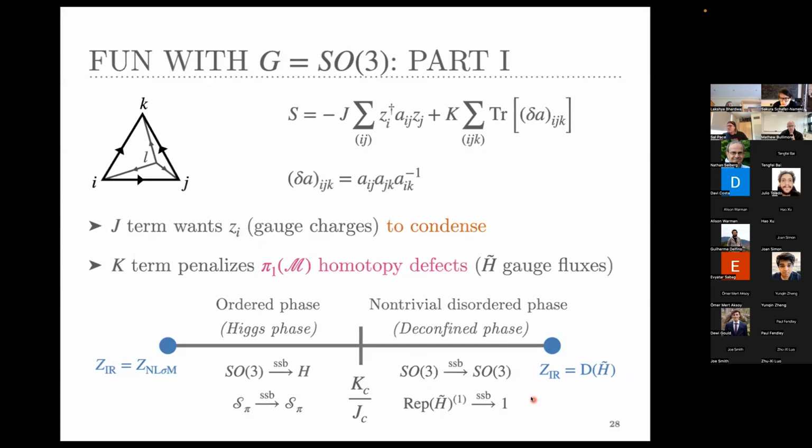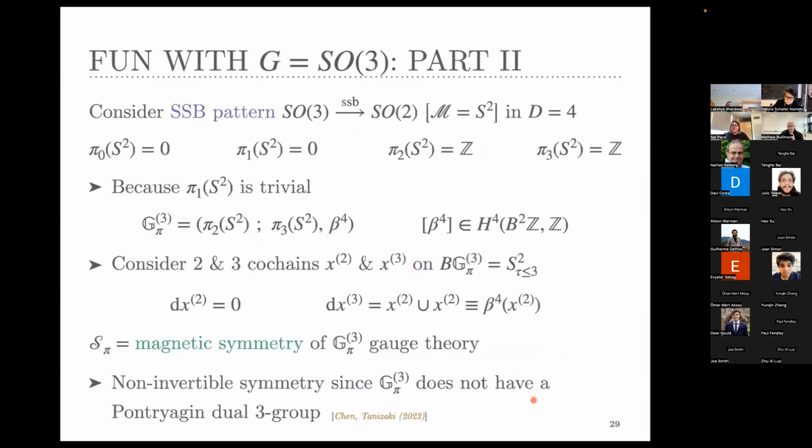So I have minus one minute left. I want to go through one more example. It's only three slides, so I don't think it should take too long. This is an example there were some very nice questions about earlier, and I hope this can elucidate some of those questions. So, fun with SO3 part 2. Now we're going to spontaneously break SO3 down to SO2. Of course, the order parameter manifold is a 2-sphere, and we'll live in d equals 4 spacetime dimensions.